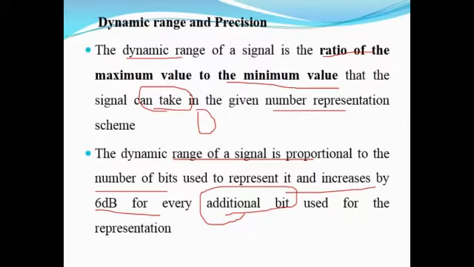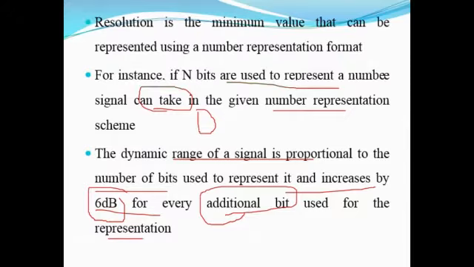So if the number of bits is 4 and it is raised to 5, it means one additional bit is being introduced for the signal. In that case, there is an increase of 6 dB for every bit which gets added to the representation format. So next comes the resolution.